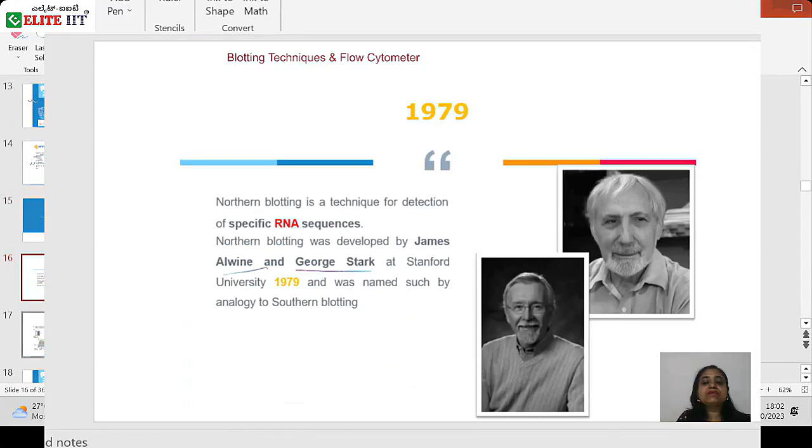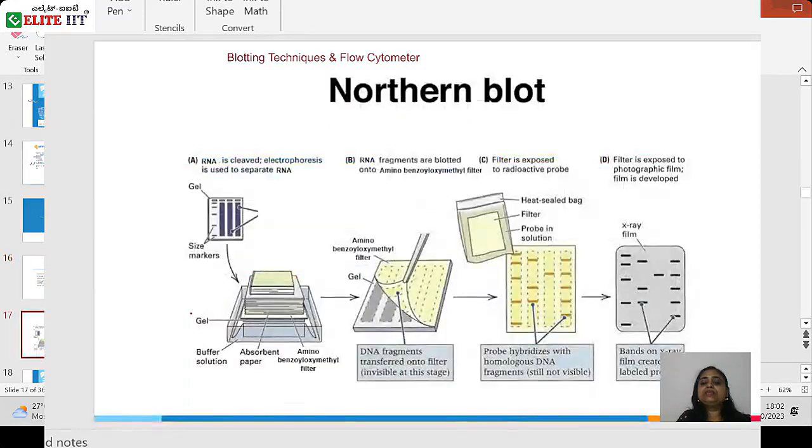Okay, so southern blotting was actually developed first, and after that northern blotting. Southern blotting was developed in 1975, and this is in 1979. Now in northern blotting, what are the steps involved? Exactly same like DNA.